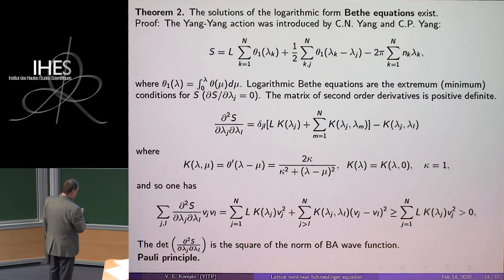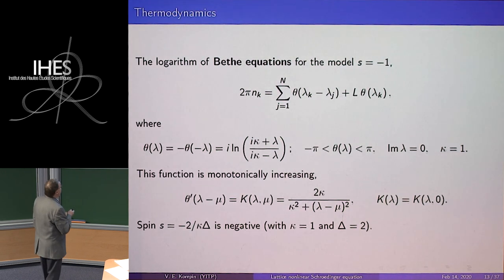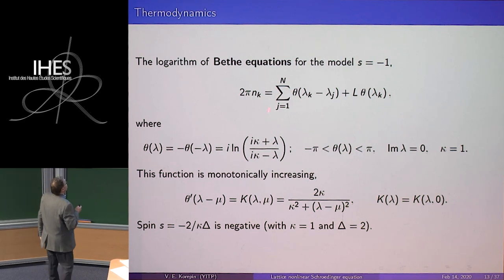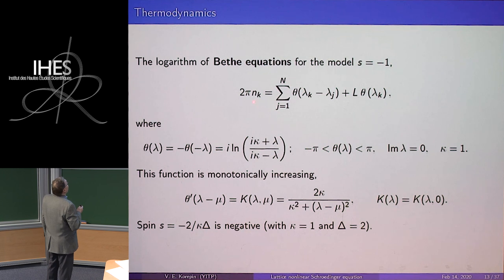Now the third theorem, which I promised, the Pauli principle. Let me come back to this equation. The third theorem about this equation is the following. I can prove that if all n's are different, then all lambdas are different, where solutions exist. But if two n's coincide, then the corresponding lambdas, corresponding means with the same index, also coincide.